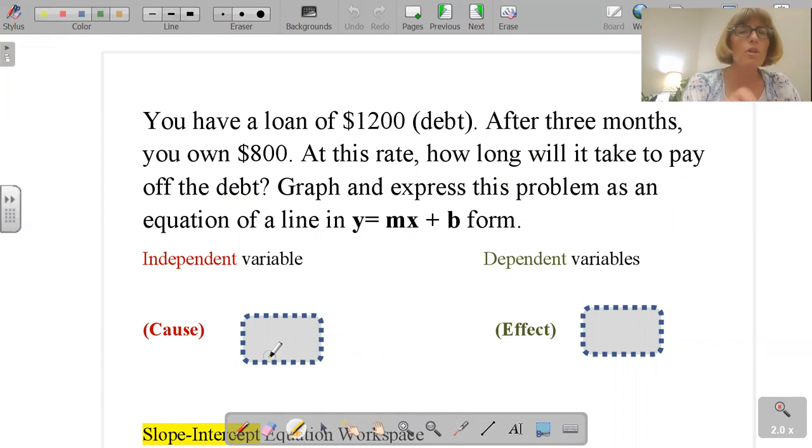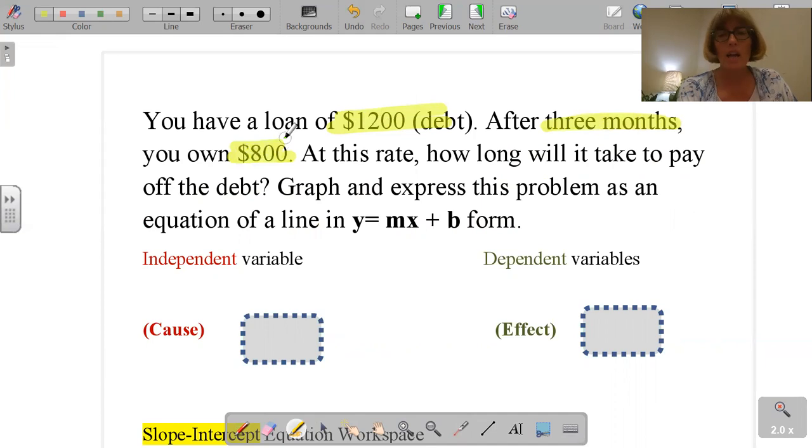Let's underline our key words here. We have a debt of $1,200, 3 months, and we have a debt of $800. At this rate, how long would it take to pay off the debt? Express your answer in y = mx + b form. It's really important. When you see the rate, rate is code for slope.